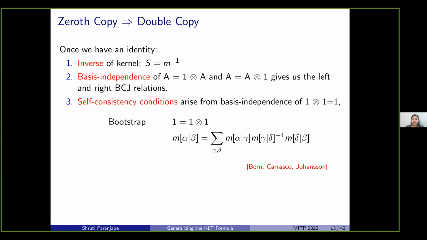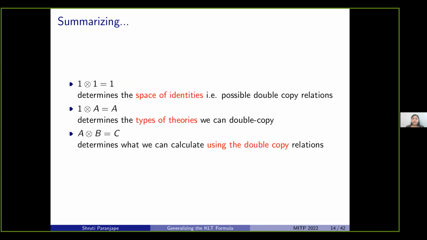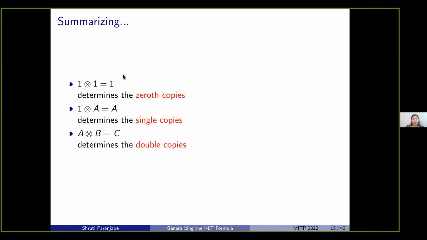Okay, so to summarize what I just said, there are these 3 relations that make up the KLT algebra. The first determines the space of identity elements. And I already argued that the space of identities is the same as the space of possible double copy relations. The second relation over here determines what kinds of theories we can double copy. And the last one determines what we can calculate using such a double copy, right? So said quickly, the first determines zeroth copies, the second single copies, and the final double copy.